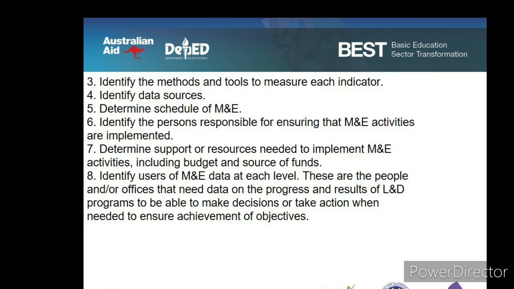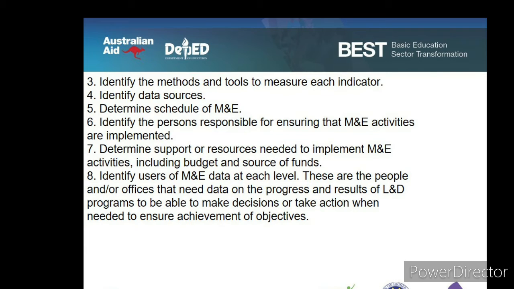Number 5, determine schedule of M&E. Number 6, identify the persons responsible for ensuring that M&E activities are implemented. Number 7, determine support or resources needed to implement M&E activities, including budget and source of funds.